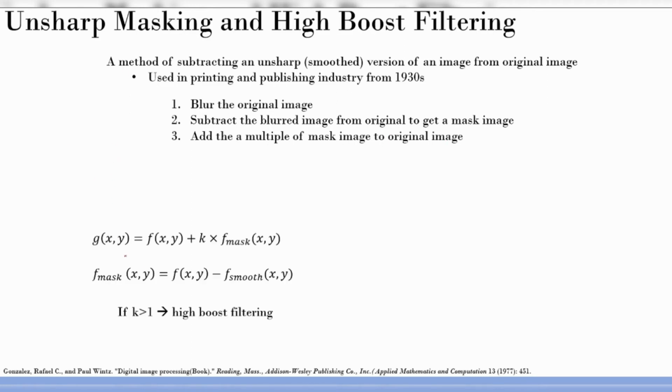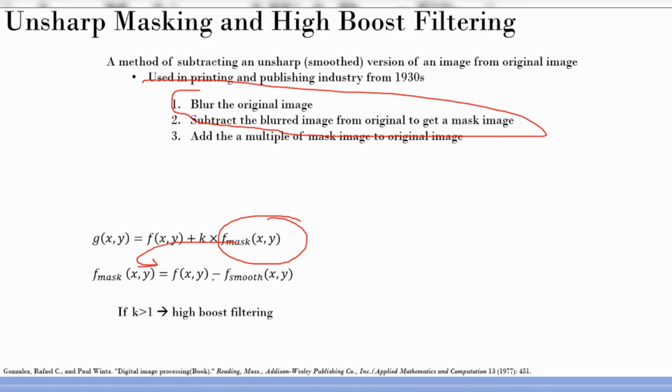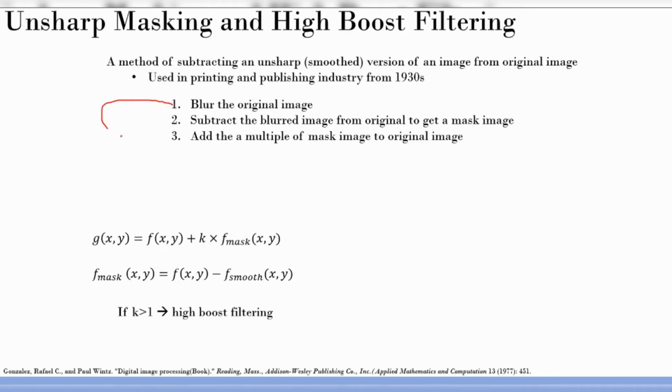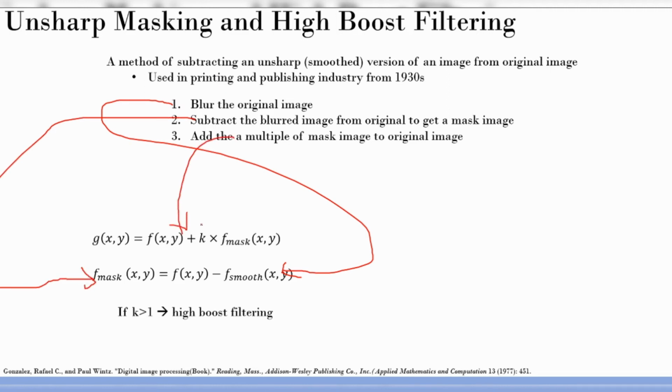Let's put it in terms of equations. So g of xy is equal to f of xy plus k times f mask of xy. So f mask is obtained using these two steps. The original image, when you smooth it and subtract that smooth version from the original, you get an f mask, and then you add it to the original image. You might think what sort of operation I am doing, but if you see the result, blurring is happening here, subtraction is happening here, and addition is happening here. And see this k: if k is greater than 1, it is known as high boost filtering. If k is less than 1, it is known as unsharp masking.